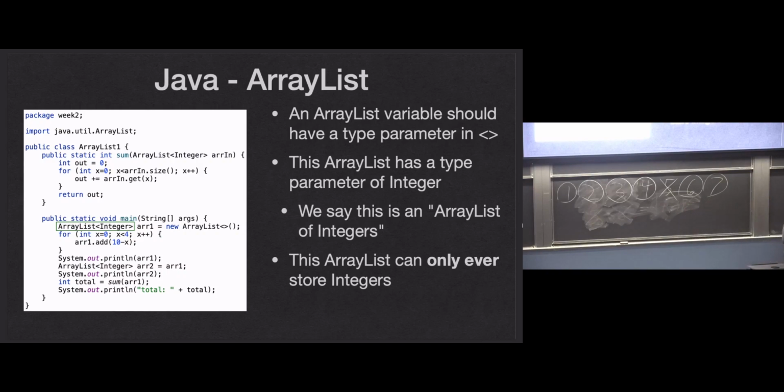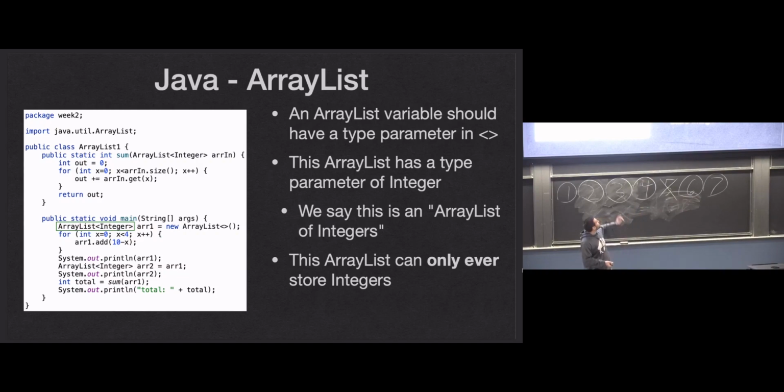We have a type parameter of integer, which means our array list here can only ever store integers, and it's going to be assigned an array list of type integers. So the only type that we can store in this data structure, this array list, is integer. So not just every variable needs a type, but every data structure needs a secondary type called a type parameter that it needs to specify which type that data structure can store.